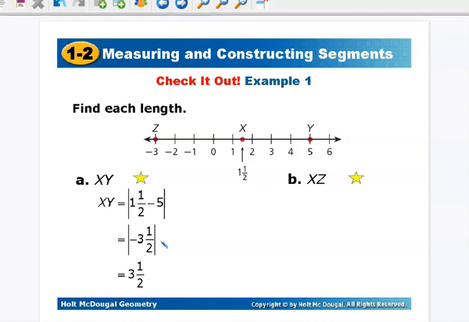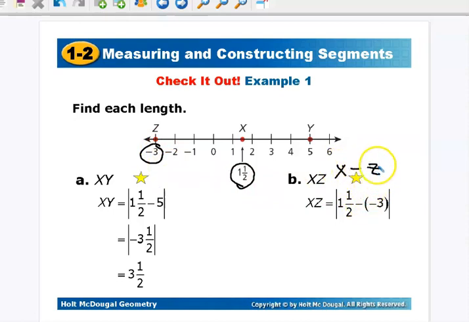Let's look at XZ. So again, X is at 1 and 1/2, right here. This time, Z is at -3. Okay, so when we're finding distance, you can write it this way, X minus Z. Z itself is at -3. I'll have some students that will want to write this like so, 1 and 1/2 minus 3. That is not correct. Okay?